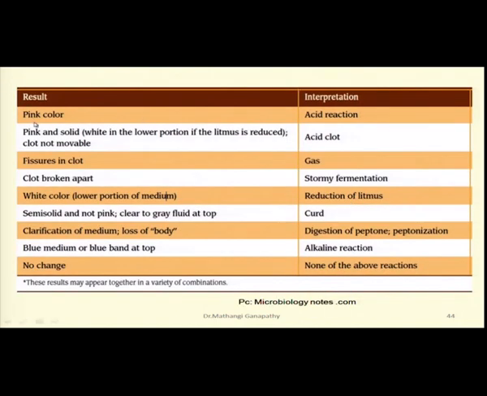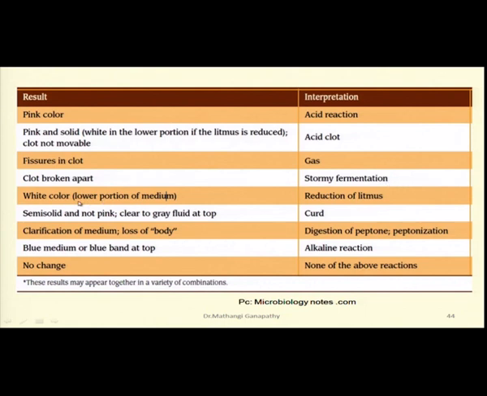For example, if you see a pink color change in the litmus milk test, it shows that acid is getting produced. If you see a pink and a solid portion, that is, you will see a white in the lower portion also, but that solid portion will not move, then it is an acid clot. If there are small openings or fissures in the clot, you are going to see gas production. If the clot is broken down to small pieces, that is called stormy fermentation.